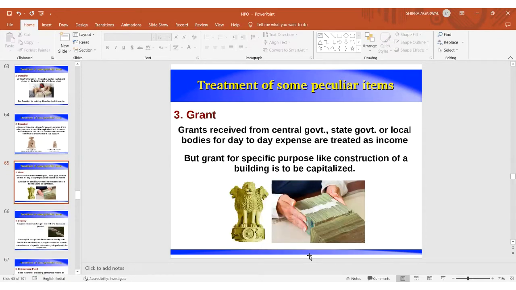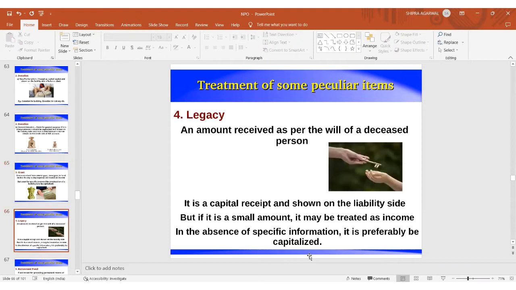Then if you have received a grant from the government, could be central government, state government, or any local government authority, and that is for day-to-day expense, then it is to be treated as your income in the income and expenditure account. But if that grant is for a specific purpose, say for example, for the construction of a building, then it is to be capitalized, right?